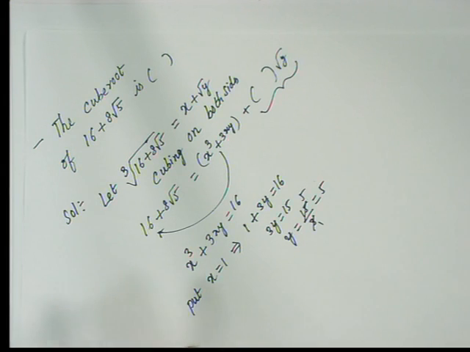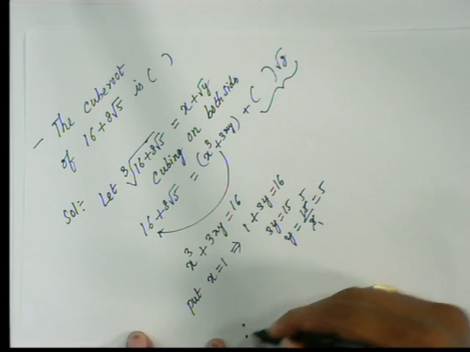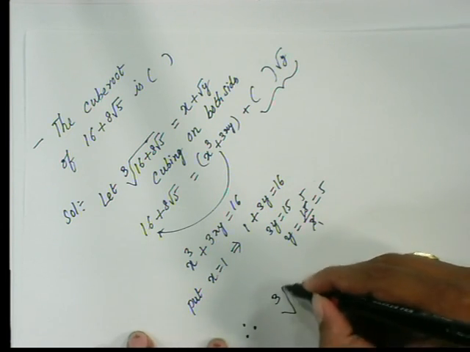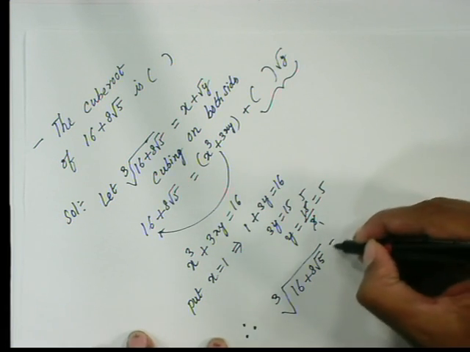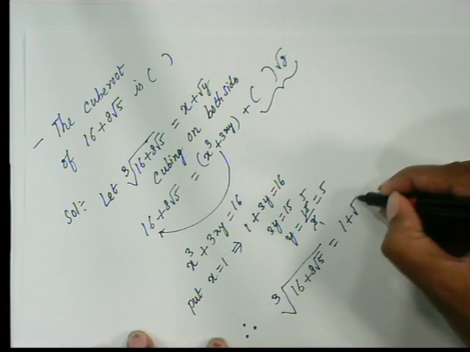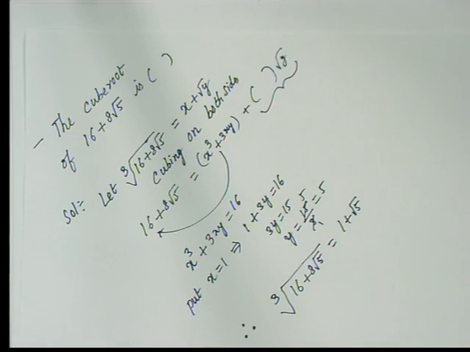So, for x is equal to 1, we get the y value as an integer. So stop. Our purpose is solved. What is the answer you expect? Okay, the answer is 1 plus root 5. So therefore, the cube root of 16 plus 8 root 5 is equal to 1 plus root 5. That's all. Okay, have you understood?